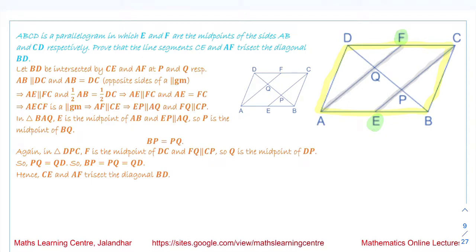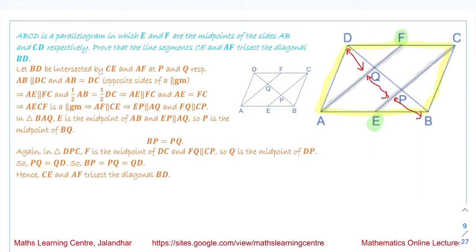Trisect the diagonal BD means we have to prove that this length DQ is equal to QP, which is equal to PD. When we say bisect, bisect means it is dividing it in two equal parts. Trisect means it is dividing it in three equal parts.